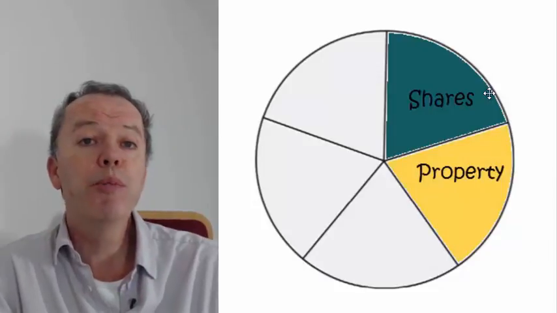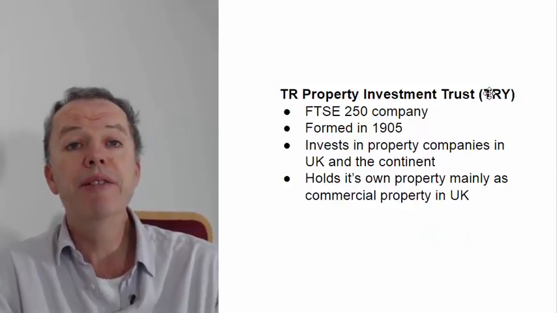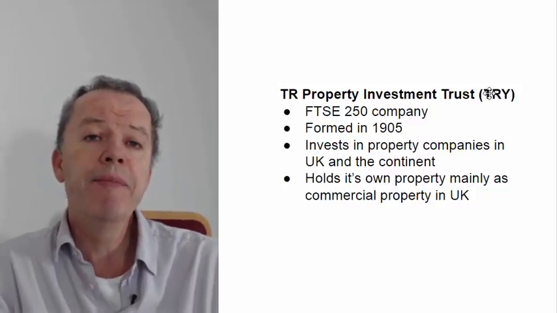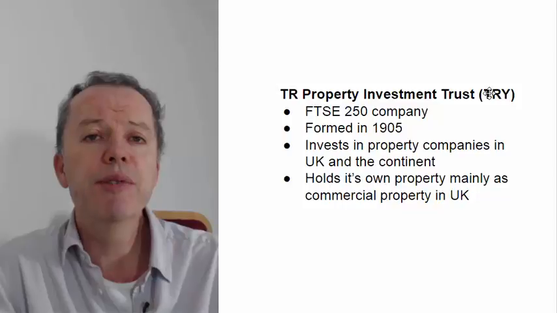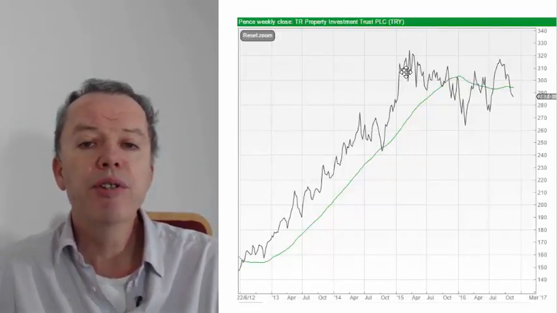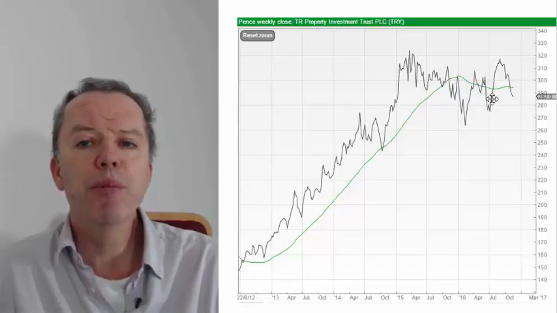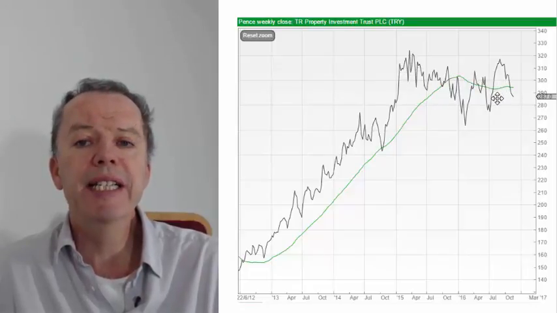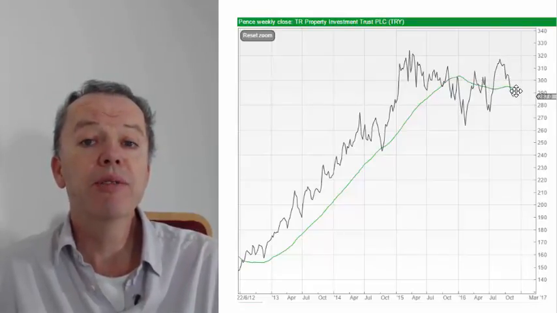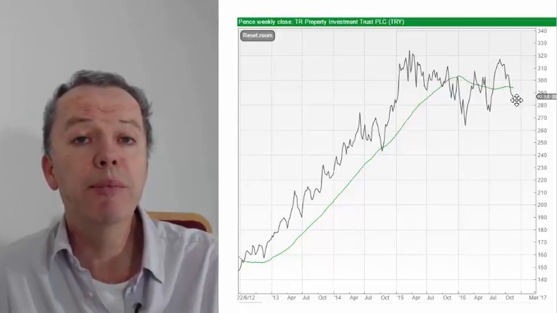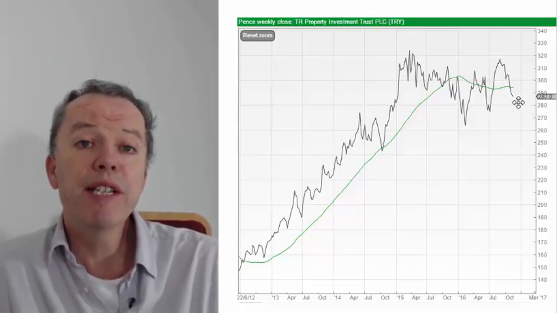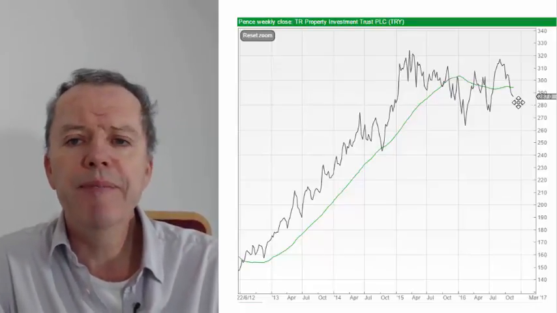Okay, let's have a look at property now. This has been quite tricky. I use the TR Property Investment Trust to give me exposure to property. It has both UK and continental Europe exposure. So let's have a look at its price. It was doing very well, but really through 2015 and 16 it's been very choppy, so it hasn't really been trending at all. So I have been long just recently, but a couple of weeks ago I got a signal to sell it. This week it's dropped down a little bit more, so I'm quite happy to be out of the property market. So this part of my investment is in cash at the moment.